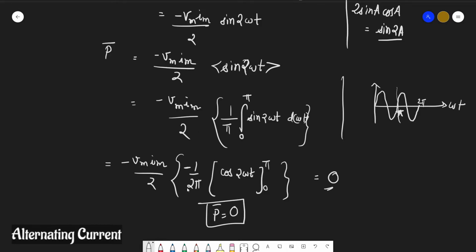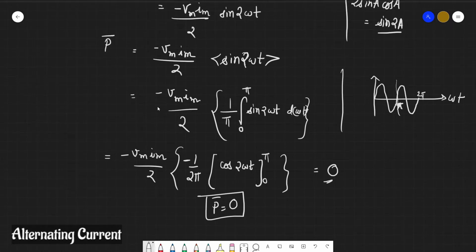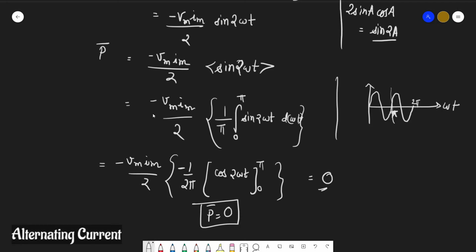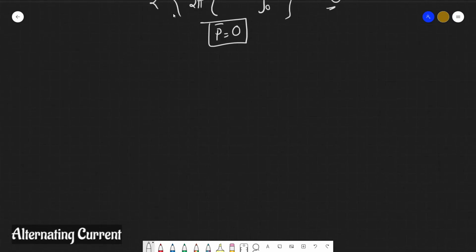Ultimately this is 0. So the average power is 0. So unlike the case of a resistive circuit, the average power here is 0. There the average power had a certain value, because there was a term 1 minus cos 2 omega t by 2, and the average value was some half. Okay. But this is not the case here. The average power value is 0, and we will now do the waveform analysis so we can understand this better.